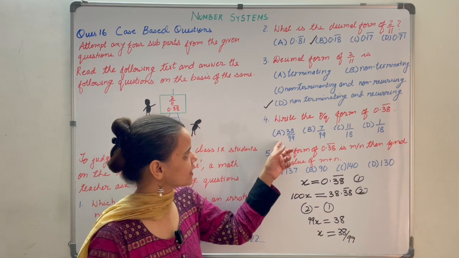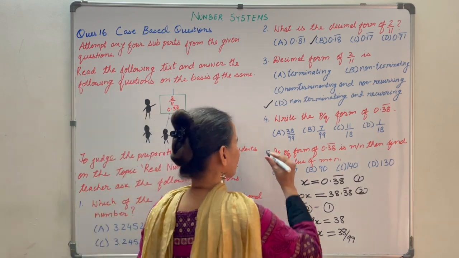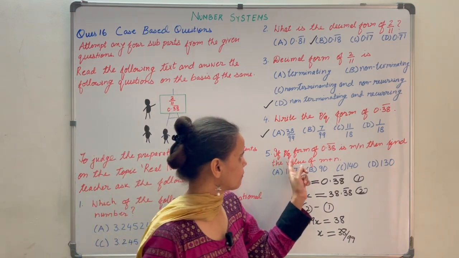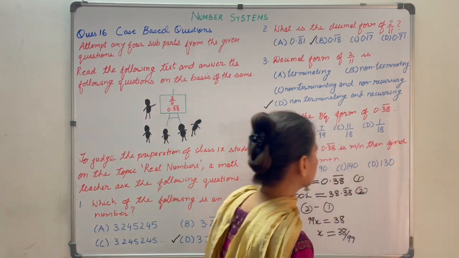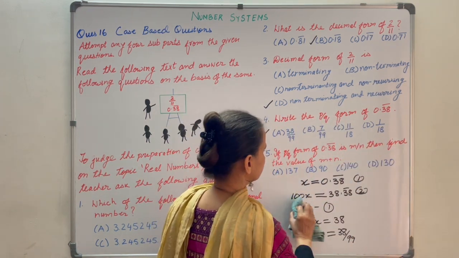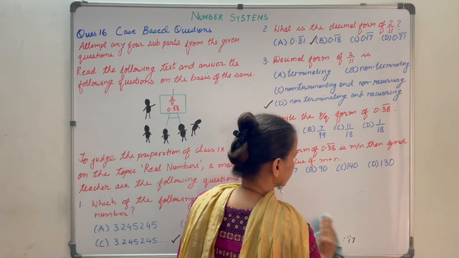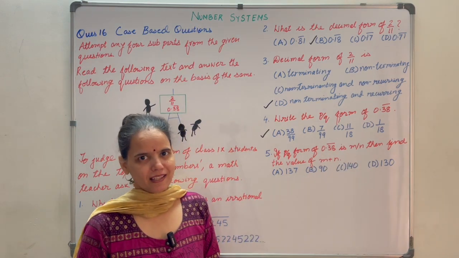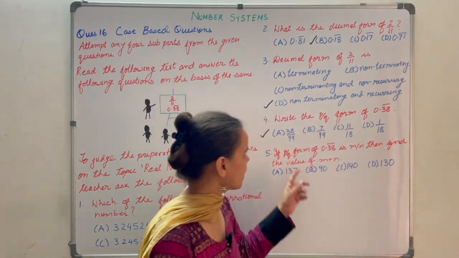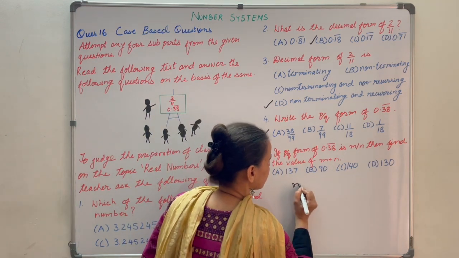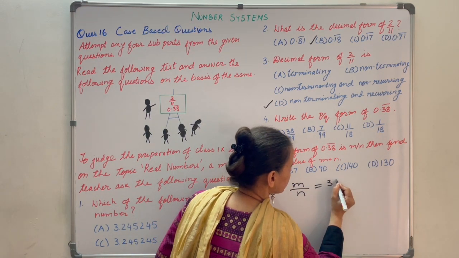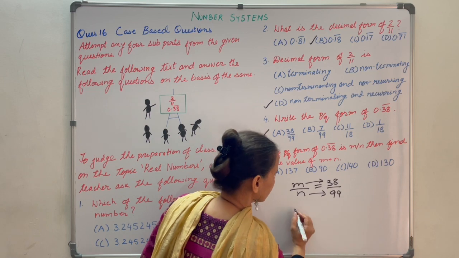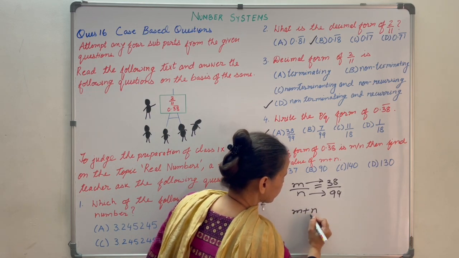And which is that option here? A option. So you can put a tick mark for A option. Now let us take the fifth question. In the fifth question, if P by Q form of 0.38 bar is m by n, then find the value of m plus n. So here P by Q form of 0.38 bar is m by n, and just now we have calculated the value of m by n. What is that? 38 upon 99. So here the value of m is 38 and the value of n is 99.